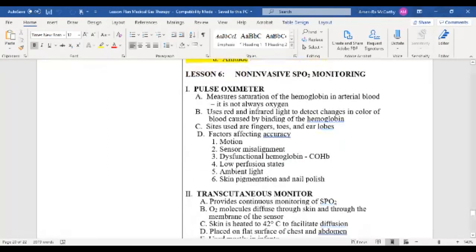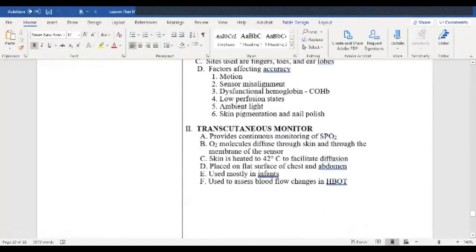So that's the pulse ox. Another way is non-invasive. Non-invasive means not sticking you. Invasive means it hurts, okay? There are some non-invasive ways for us to test your oxygen, and that is these couple of things here. Pulse ox and transcutaneous monitoring. Transcutaneous means through the skin. It provides continuous monitoring of your SAT, or your saturation of O2.